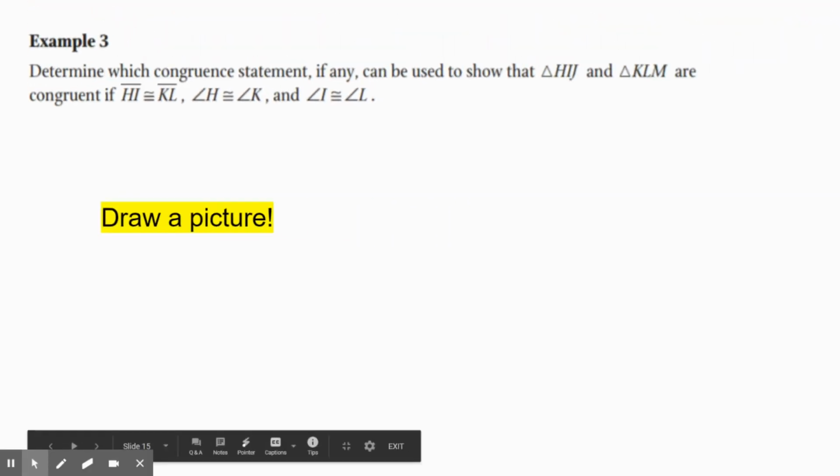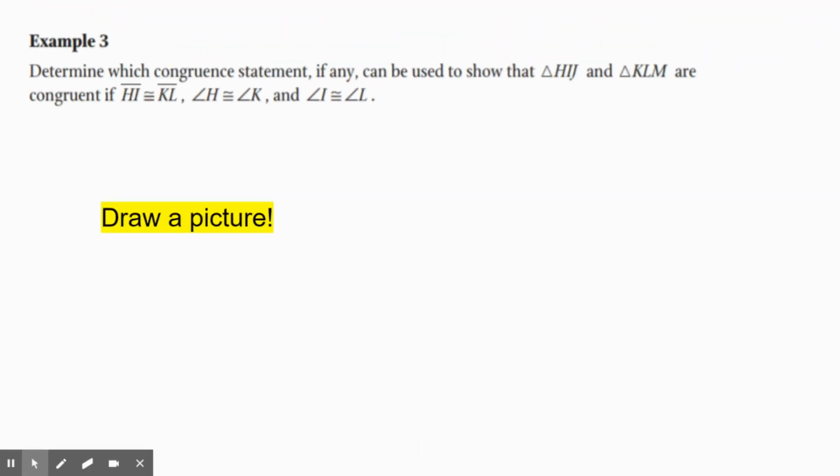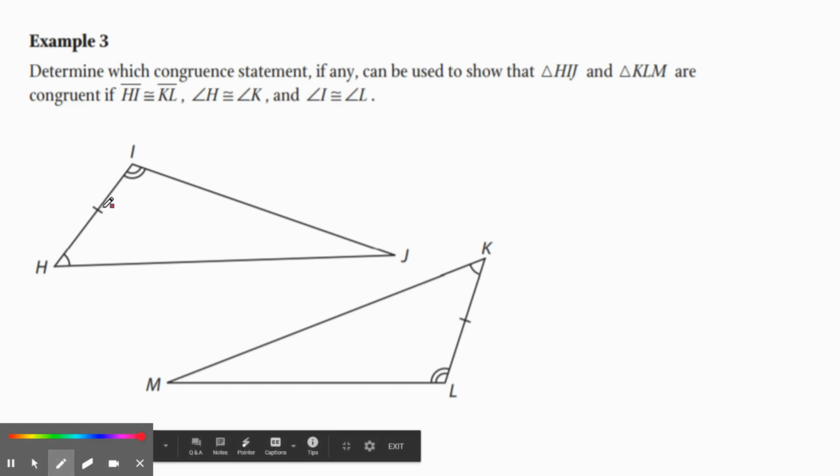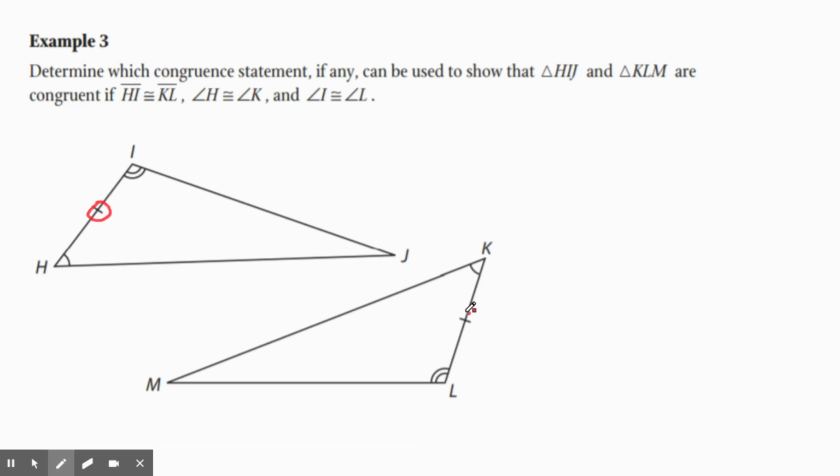The picture doesn't have to be perfect. Just whatever picture you can come up with, just draw two triangles, HIJ and triangle KLM, and mark the pictures accordingly. Here I have two triangles, and I have marked the given congruencies that were mentioned in the problem. So let's take a look. What do we got here? Triangle HIJ has line segment HI, and that corresponds with a congruent line segment KL. And then we got angle H being congruent to angle K, and then angle I and L.